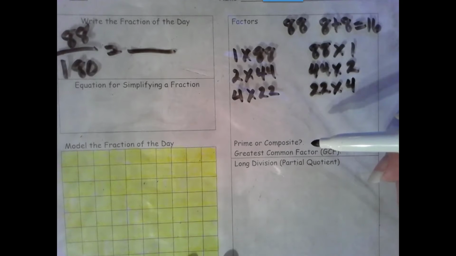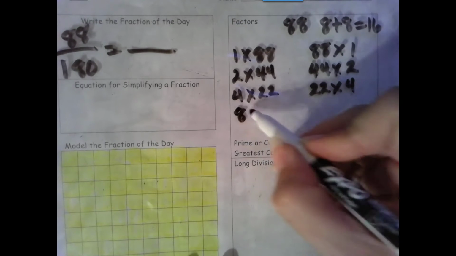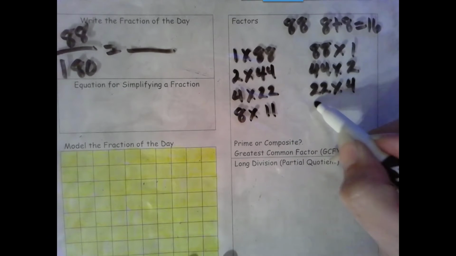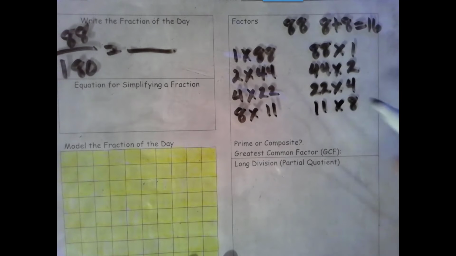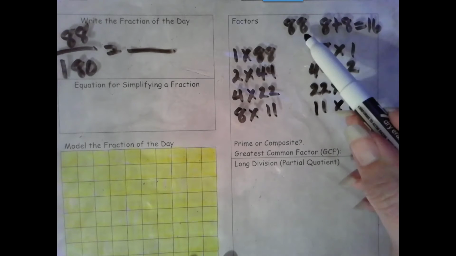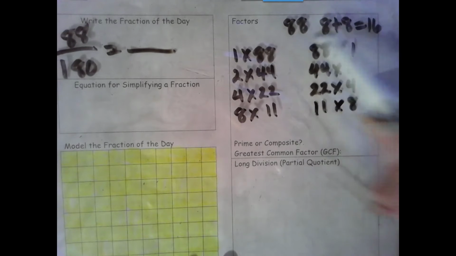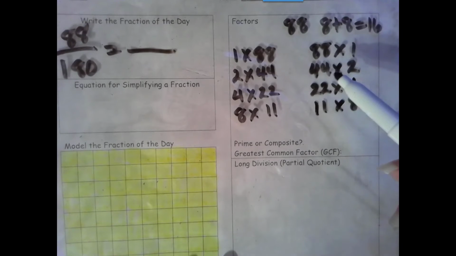We try 8. 8 times 10 is 80, and then 88. Yes, 8 is a factor. 8 times 11. 11 times 8. We try 9. 9 has the same rule as 3. You add the digits together, we get 16. 16 is not a multiple of 9, so 9 is not a factor. We try 10. The rule for 10 is that it ends in a 0. It doesn't end in a 0, ends in an 8, so 10 is not a factor.